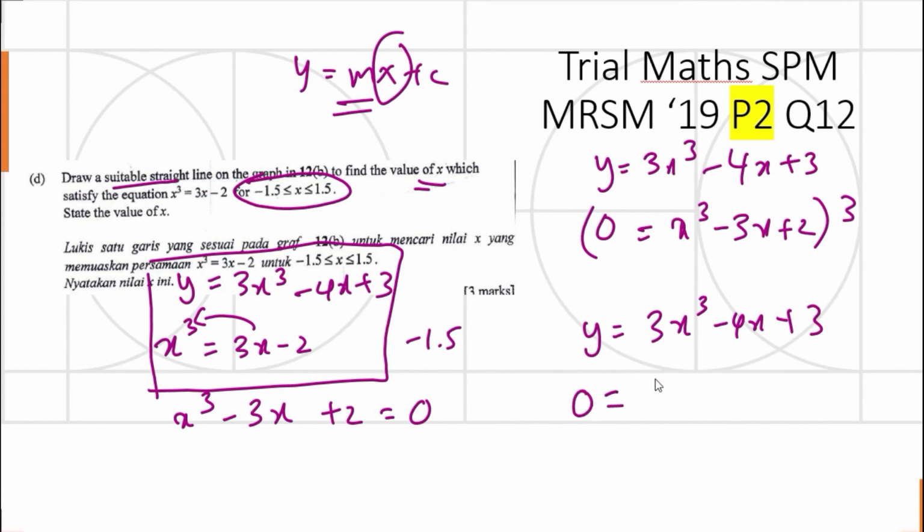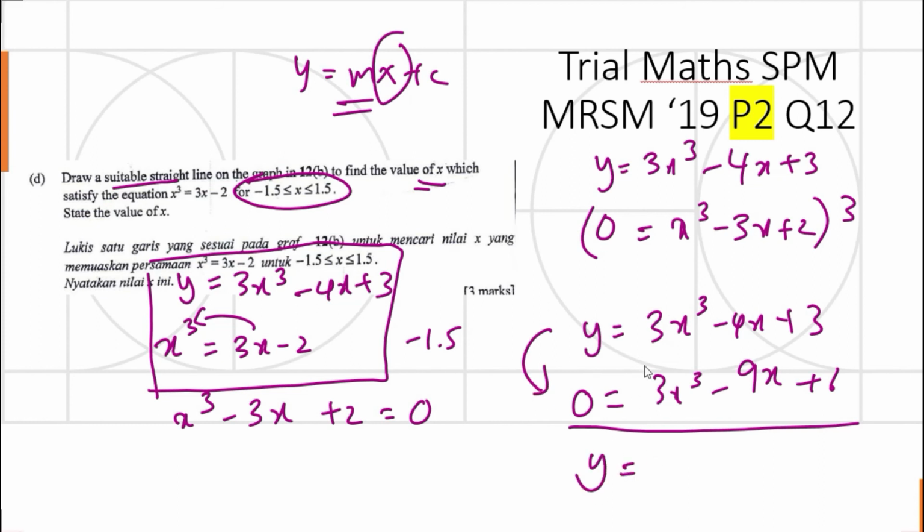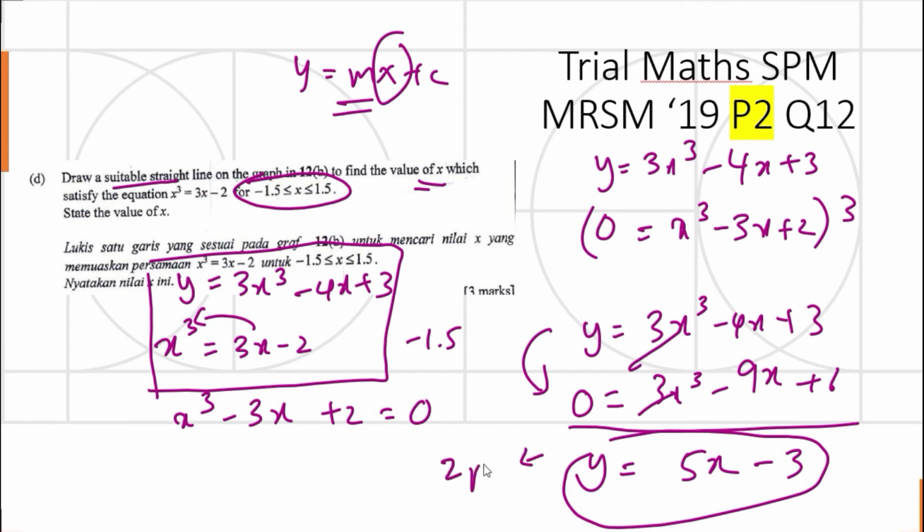So here 0 is equal to 3x cubed minus, so 3 times negative 3 is minus 9x, 3 times 2 is plus 6. So y minus 0 is y is equal to 3x cubed minus 3x cubed, can cut off, negative 4 minus negative, so negative minus negative, we get positive 5x. 3 minus 6 is negative 3. So we have this y is equal to 5x minus 3. So we have to get 2 points so that we can plot. So this is obvious that we can see here the y-intercept is equal to negative 3.